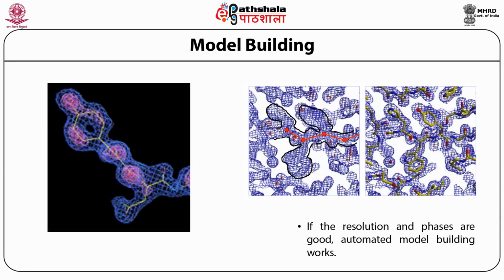Once you have phase information and calculate the electron density, it should look something like this. It's not always that you get this, but if you have good phase information, you will get electron density like this, and the left side shows the electron density. If you have very good electron density, you can directly say this is a tyrosine and fit it there. But if you have a larger protein structure and you want to place amino acids according to the sequence, there are several automated methods now available.